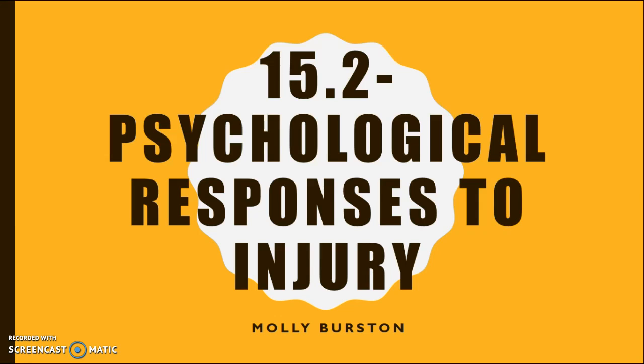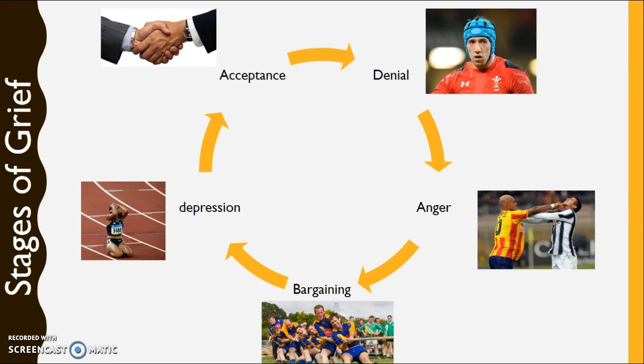So now moving on to psychological responses to injuries. And we're going to start off with the stages of grief. So as seen on the screen, there are 5 different stages of grief, which most athletes will go through when they gain an injury. So some athletes may miss stages or relapse and go through stages twice, but these are the overall stages of grief that are an average kind of.